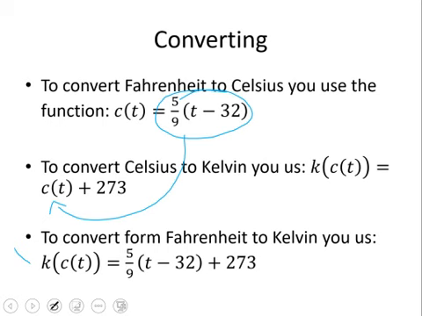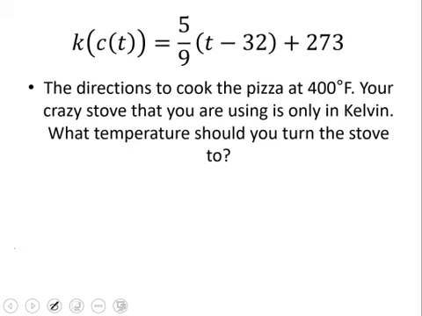All right, so let's say you want to cook a pizza. You've got a frozen pizza, and it says it has to be cooked at 400 degrees Fahrenheit, but you're in a science lab, and the only stove you have cooks in Kelvin. So you've got to figure out what temperature you have to cook this at in Kelvin. Take a second and see if you can find out what the temperature has to be in Kelvin if you want to cook it at 400 degrees Fahrenheit.